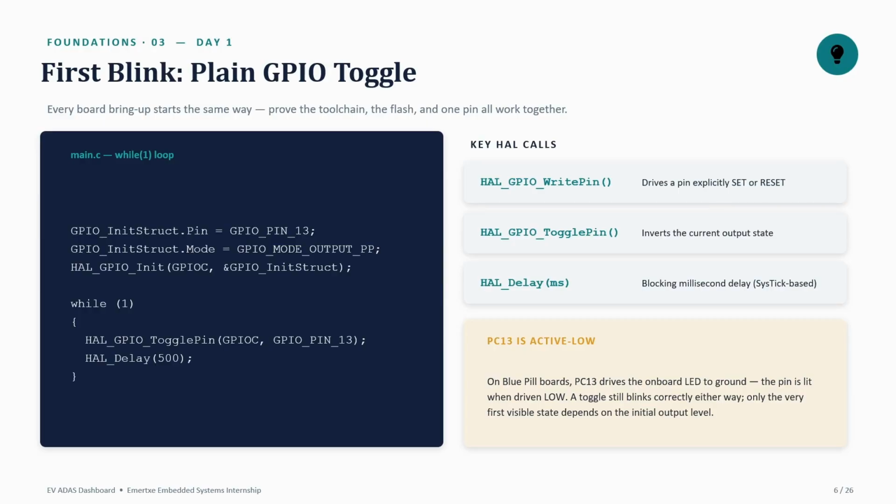In this code, we are going to toggle our LED light, which is present on pin number 13, with the help of the HAL GPIO toggle pin function with a delay of 500 milliseconds. Thus, it shows PC13 as active low and not active high. This means the onboard LED is wired to ground and its pin drives low, not high. Toggling it still works, and it's blinking with about a 500 millisecond delay.